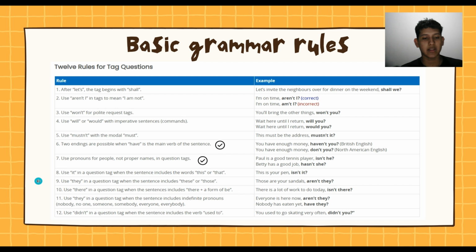Use they in a question tag when the sentence includes indefinite pronouns such as nobody, no one, someone, somebody, everyone, everybody. Use didn't in a question tag when the sentence includes the verb used to. You used to go skating very often, didn't you?